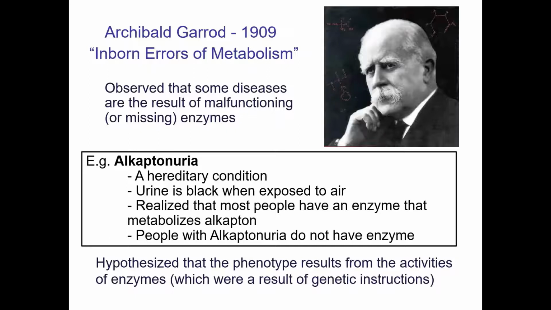This is a hereditary condition where there's an enzyme lacking, and in this particular case, urine was a blackish color when exposed to air. And he realized that these people were lacking an enzyme, and so he made this hypothesis, which was a huge leap before we even really had any idea what DNA was doing. You can see his hypothesis was that a phenotype was directly related to an enzyme. And this was a very, very good leap in understanding what is going on with genetics.